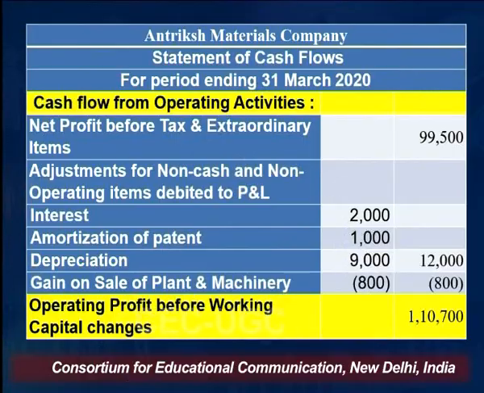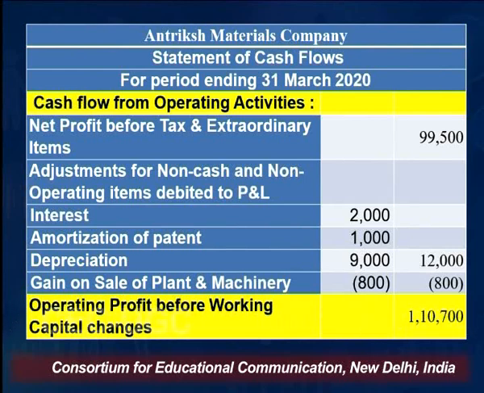And the last one is gain on sale of plant and machinery. If you remember, I told you that WDV of plant and machinery was 1300 and we sold it at 2100. So gain on sale of plant and machinery comes to be rupees 800. Since it was added to the profit, it increased our cash profit and it doesn't belong to the operating category. That is why, to nullify the impact of this profit, we have subtracted 800 rupees from our profit.